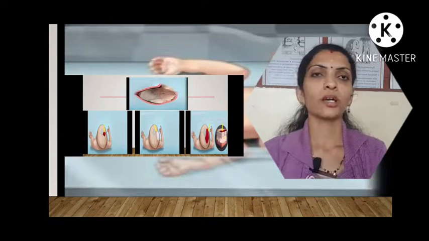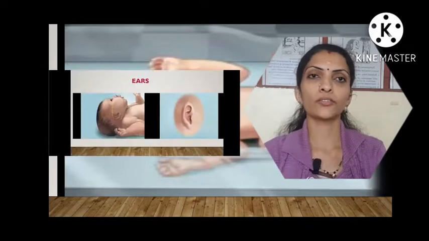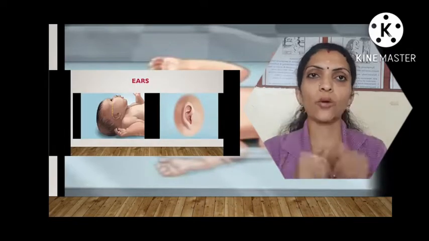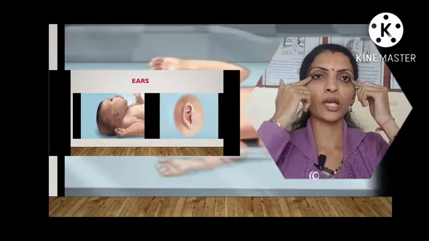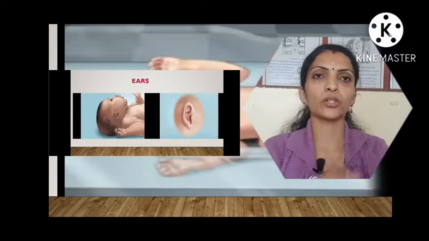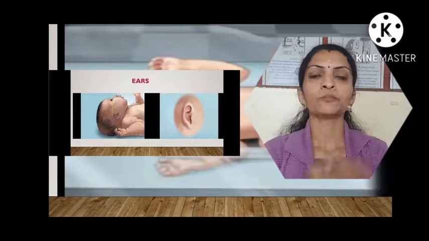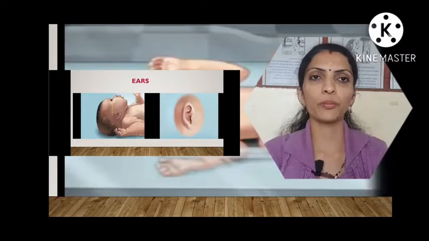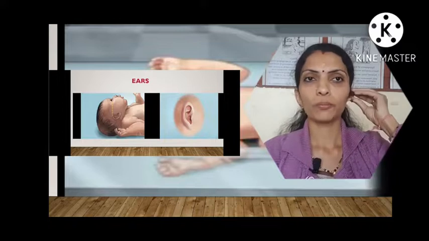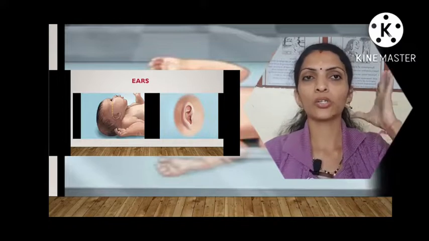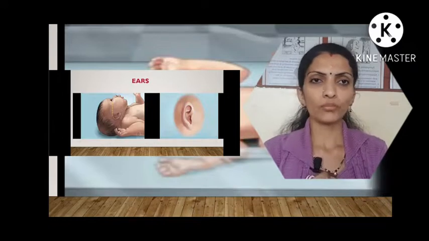Next, coming to the face. After the head, what will we examine? The face. What all will you examine in the face? First is the ears. How should our ears be? The upper part of the ear should be level with the eyes. When you draw a horizontal line, it should be equal to the eyes of the newborn. And next, coming to the formation and shape of the ear, that is the ear cartilage. When you press it, the ear cartilage should recoil within a second. You can see this in newborns.